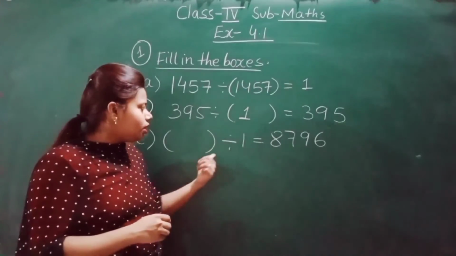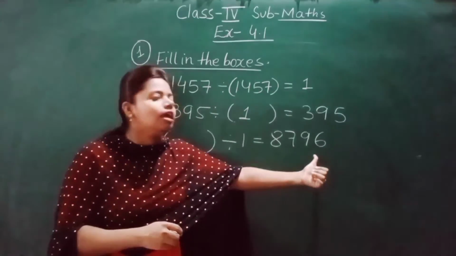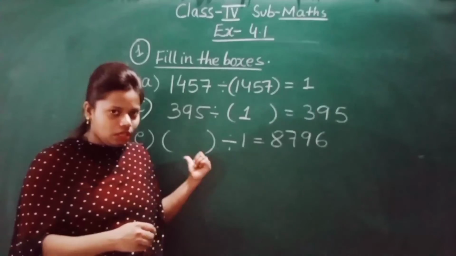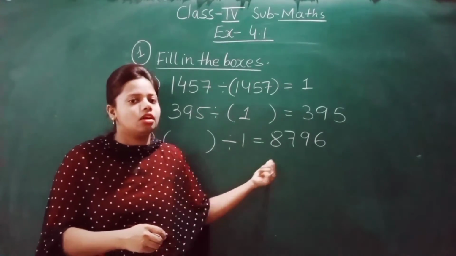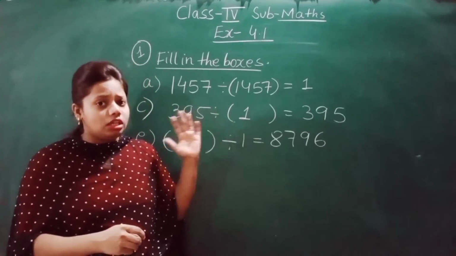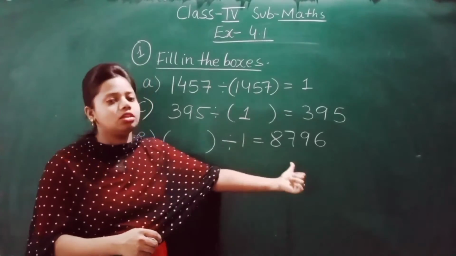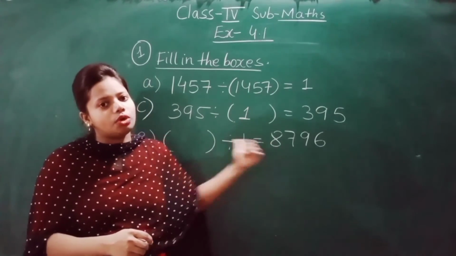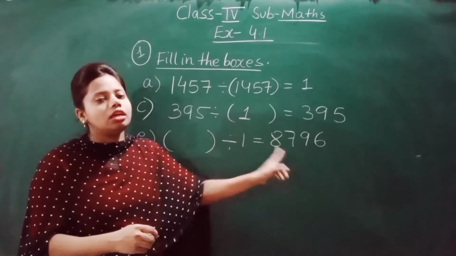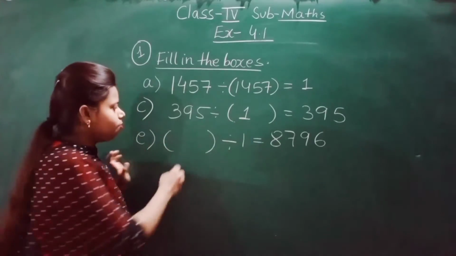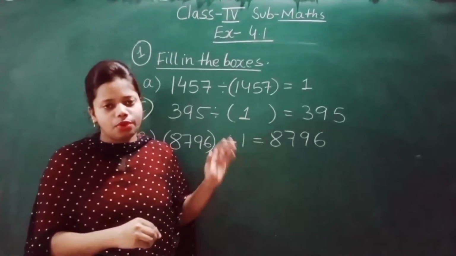Now E. What will be the dividend that when divided by 1 will give us 8796? When we divide with 1, we will get 8796. Just remember that when any number is divided by 1, the quotient is the number itself. So the dividend will be the same as the quotient. So it is 8796. I hope you have understood this.